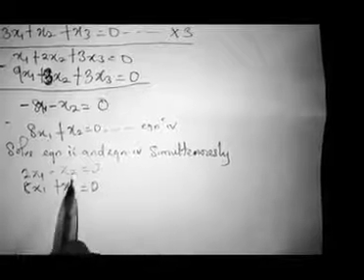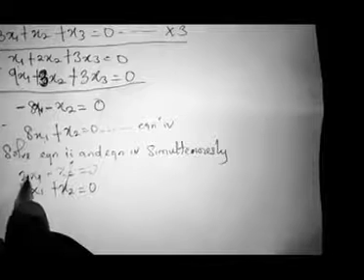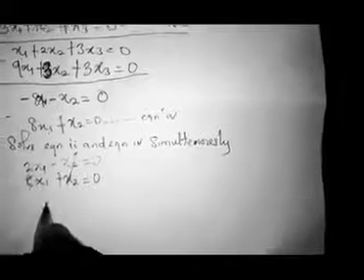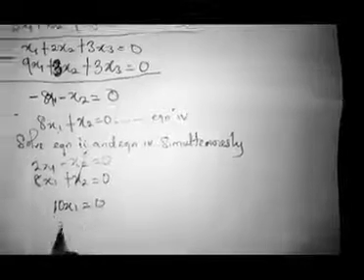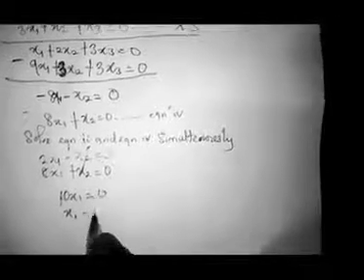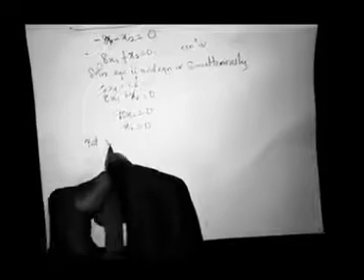From here you can see that this is very clear. Your x2 will cancel your x2, so 2x1 plus 8x1 will give you 10x1 equals 0. And you can see that your x1 from here will be 0. So for you to get x2 now, put x1 equals 0 into equation 4.